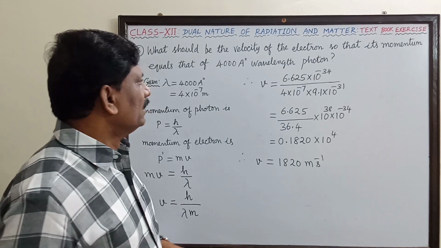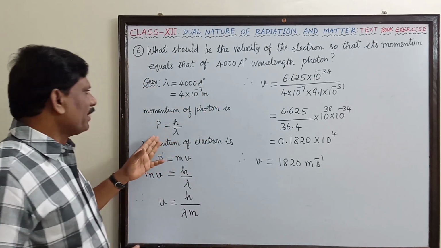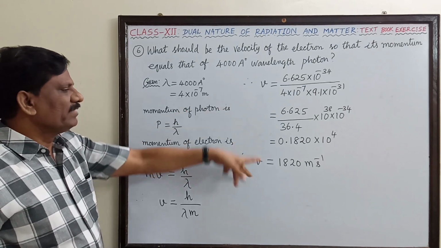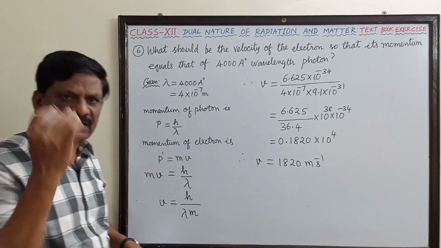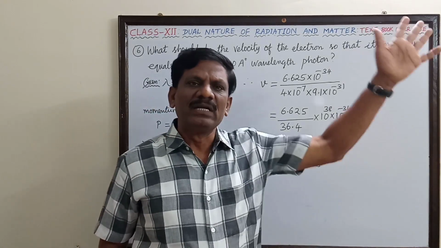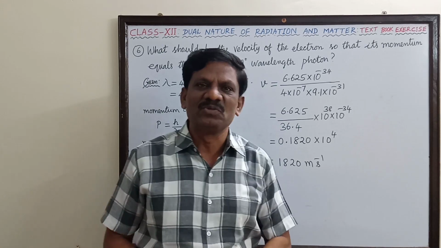Understand? So what we have to find here is the velocity of the electron from the given information. We have equated the momentum of the incident photon with the momentum of the emitted electron. Okay, I hope you have understood well. Fine.